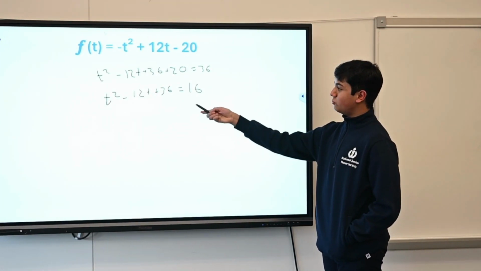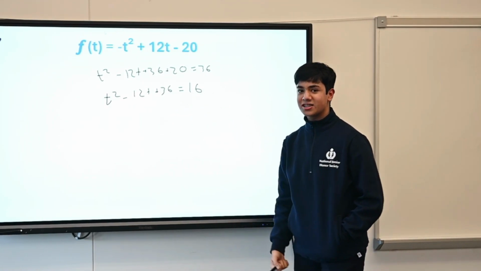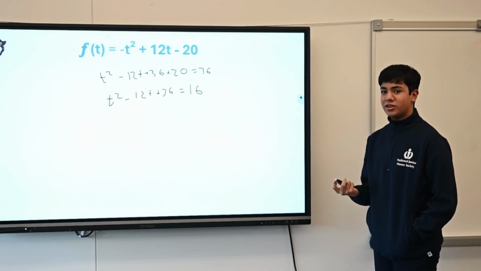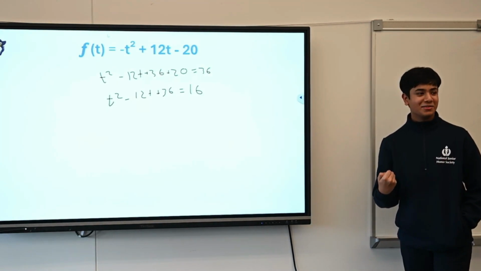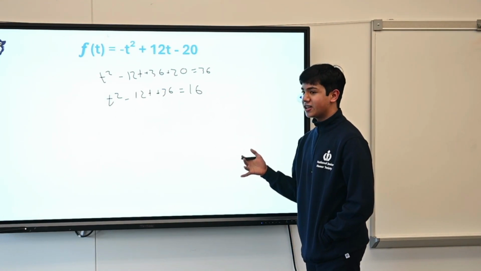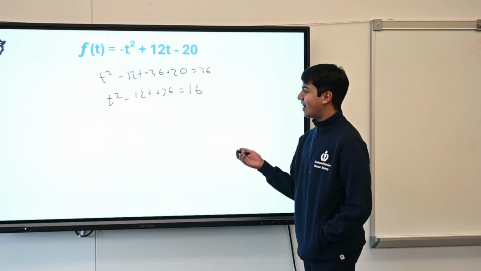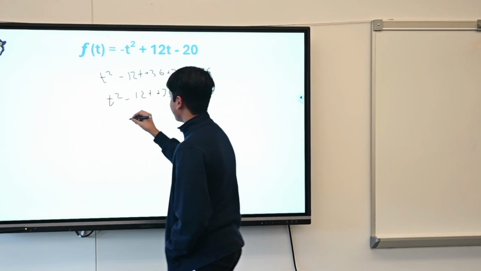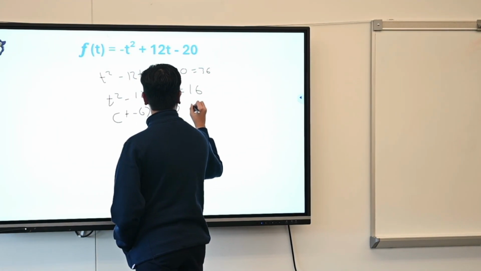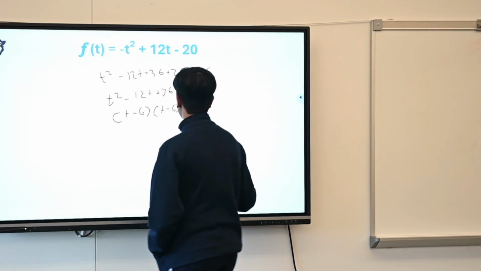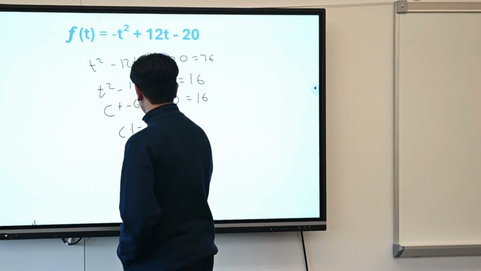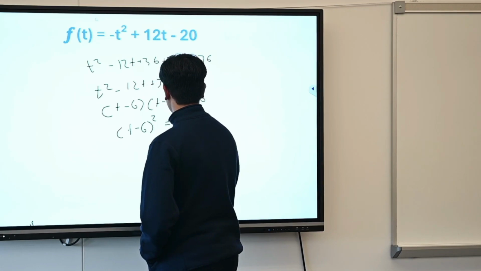So to find the roots of t² - 12t + 36, we have to find two numbers that add to -12 and multiply to 36. What numbers could those be? So -6 and -6 both multiply to 36 and add to -12. So this equation can become (t - 6)(t - 6) = 16. So this is the same as (t - 6)² = 16.